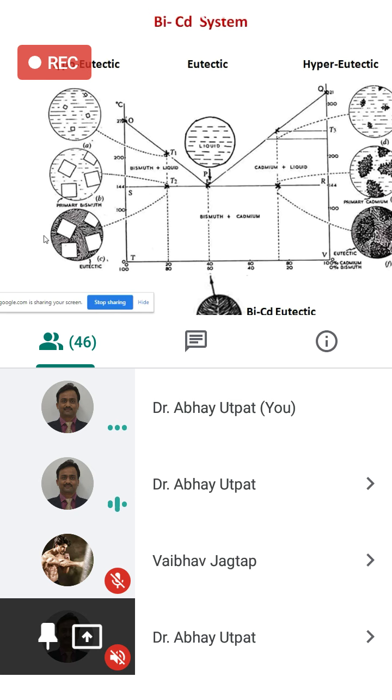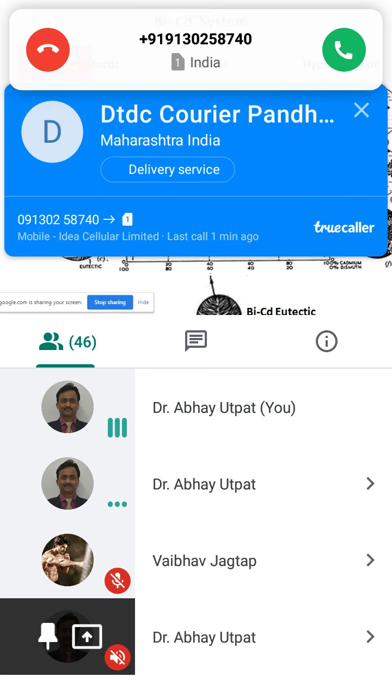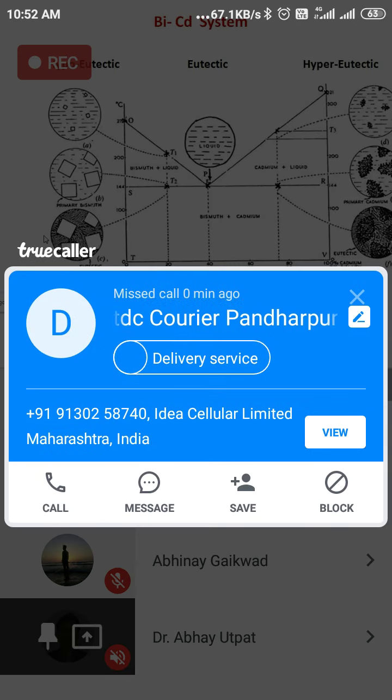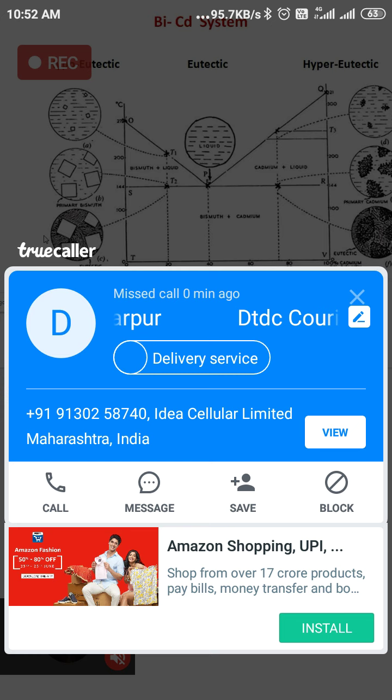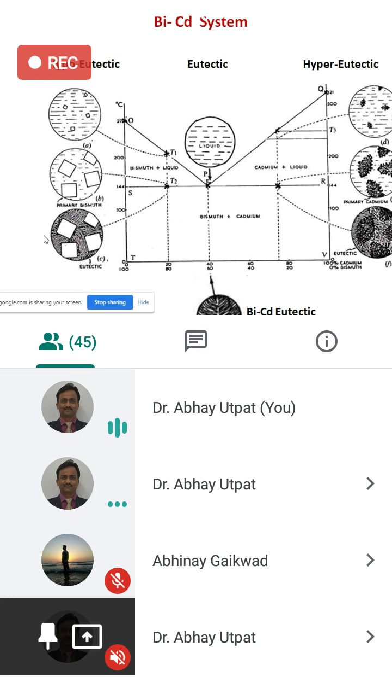Unmute Abhinay. That hatching structure is nothing but eutectic mixture of cadmium and bismuth solidified as a mixture. So 80% solid and the remaining 20% will solidify as a mixture, and it is shown with this notation. So you have to just show hatch marks. That is the notation for eutectic mixture. I hope you understand the meaning of eutectic mixture. You will better understand in case number 2. Go to case number 2 now.